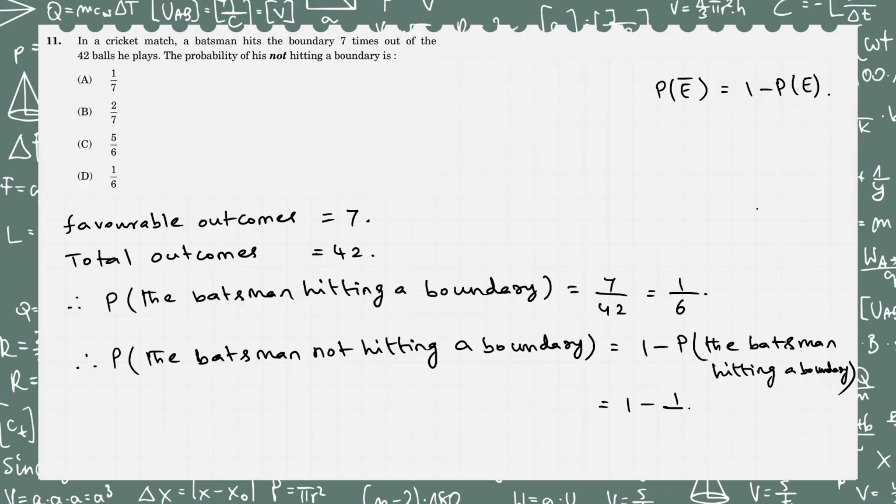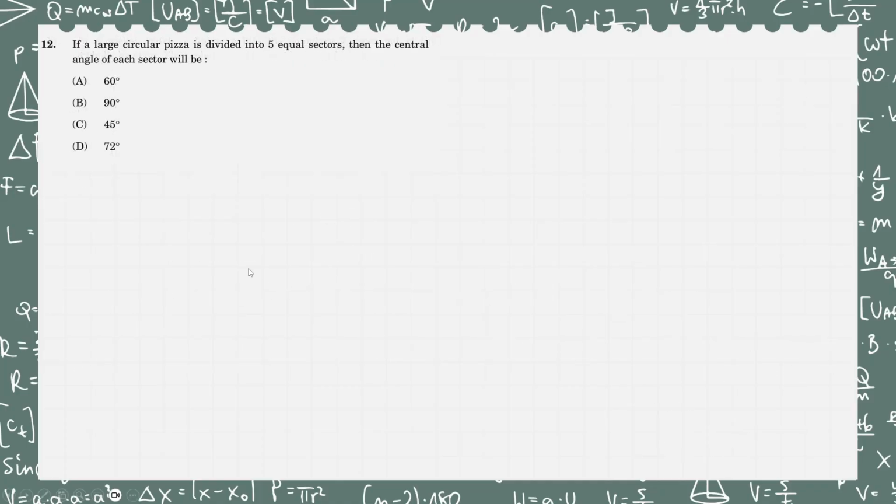So 1 minus 1 by 6, and we have to take 6 as LCM. So 6 minus 1 by 6 will be 5 by 6. So option C is the correct answer. Okay, let us move on to the next sum.